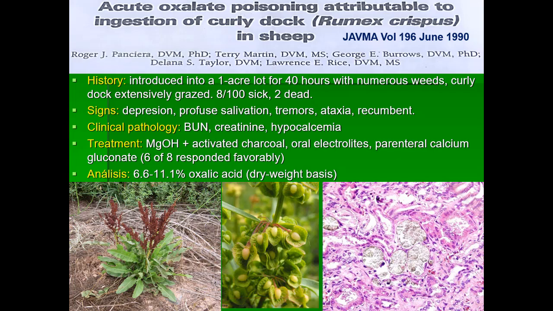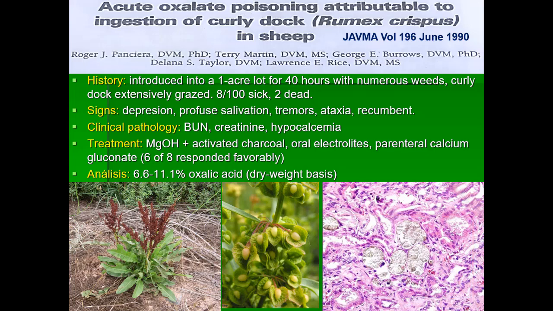Now, a clinical case in this slide, we have a group of 100 mature Suffolk ewes that were introduced into a 1 acre lot for 40 hours, at which time 2 ewes were found dead and 8 were sick. And the signs were depression, profuse salivation, tremors of the head and neck, ataxia, and recumbency. The 2 deaths had acute tubular necrosis with intertubular birefringent crystals that were arranged in rosettes, and when they did special stains, they confirmed that these were made of calcium oxalate.